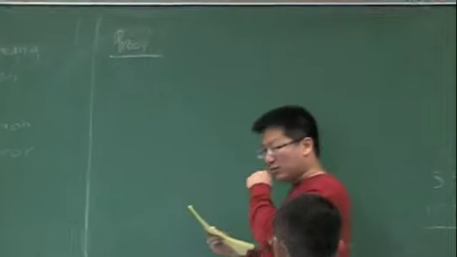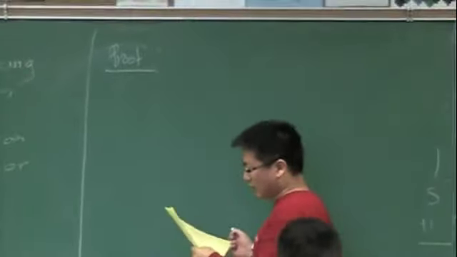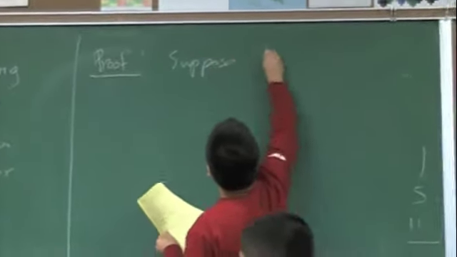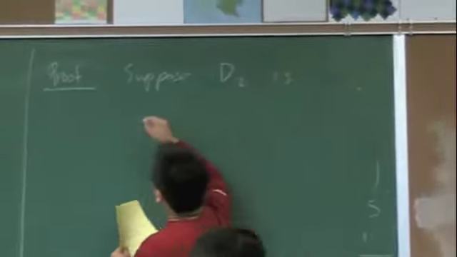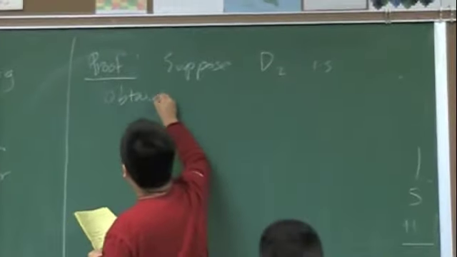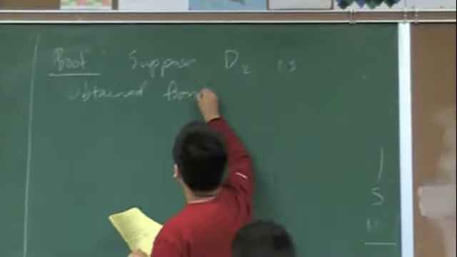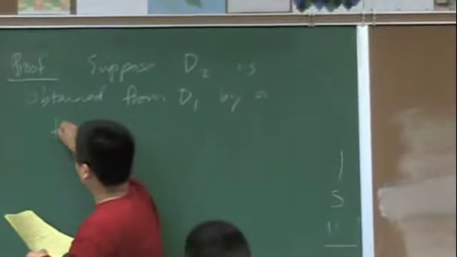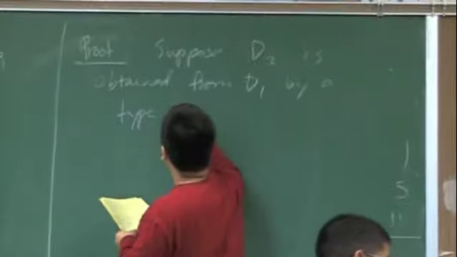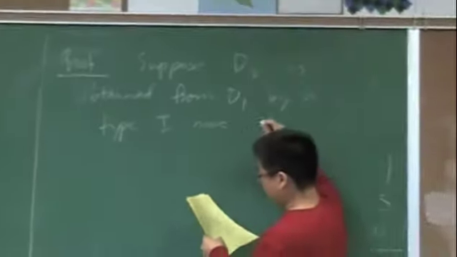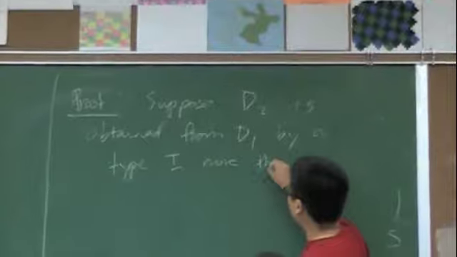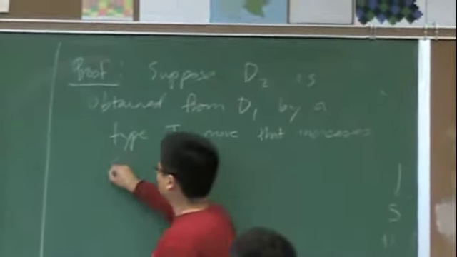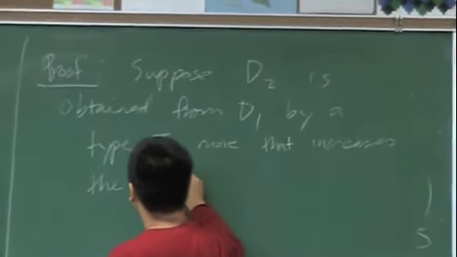So proof. Suppose you have two diagrams or projections. I'll call them D1 and D2. So suppose D2 is obtained from D1 by a type 1 move that increases crossing number, if it increases the number of crossings.